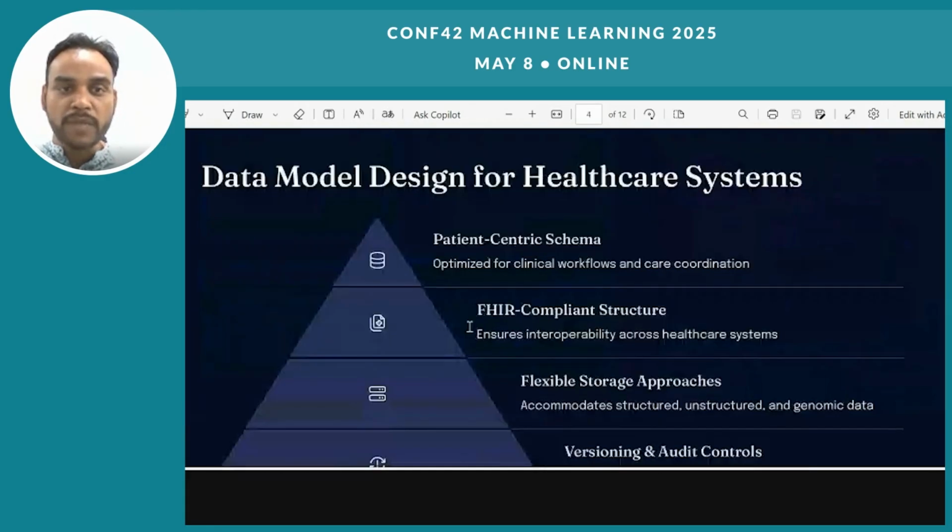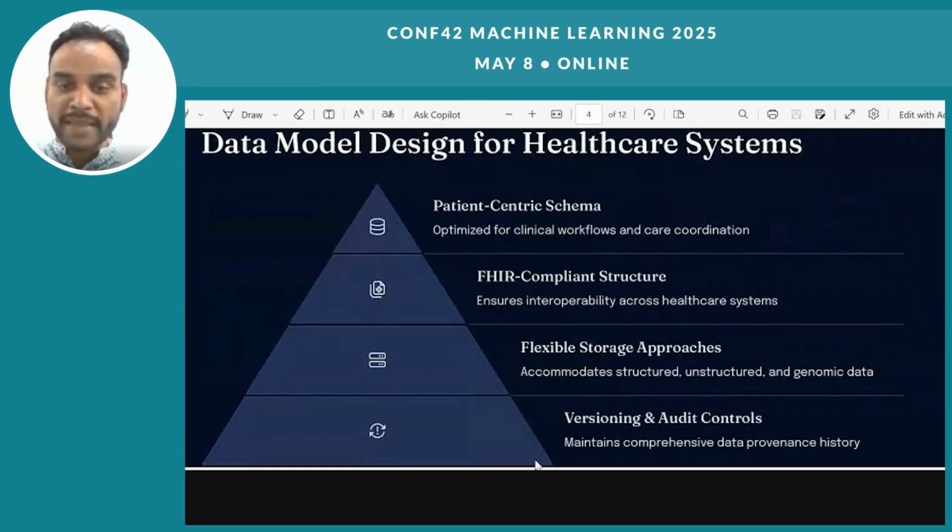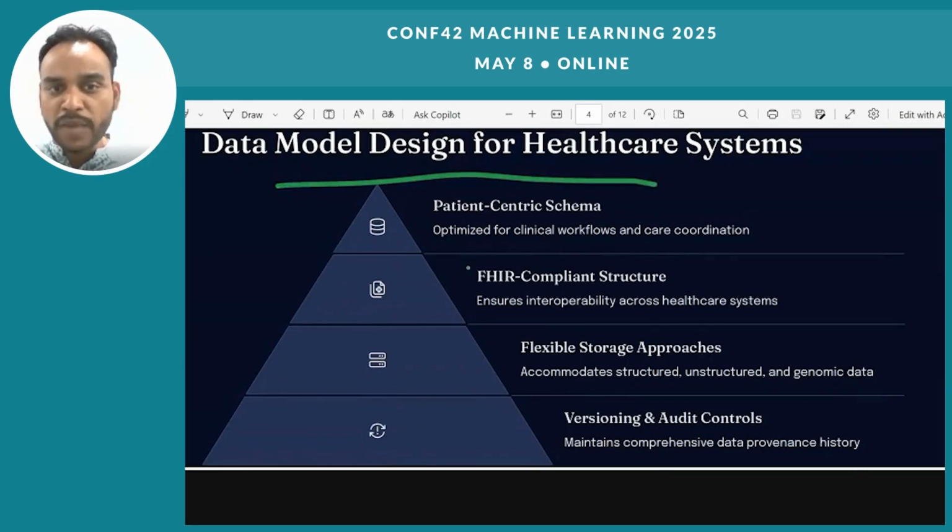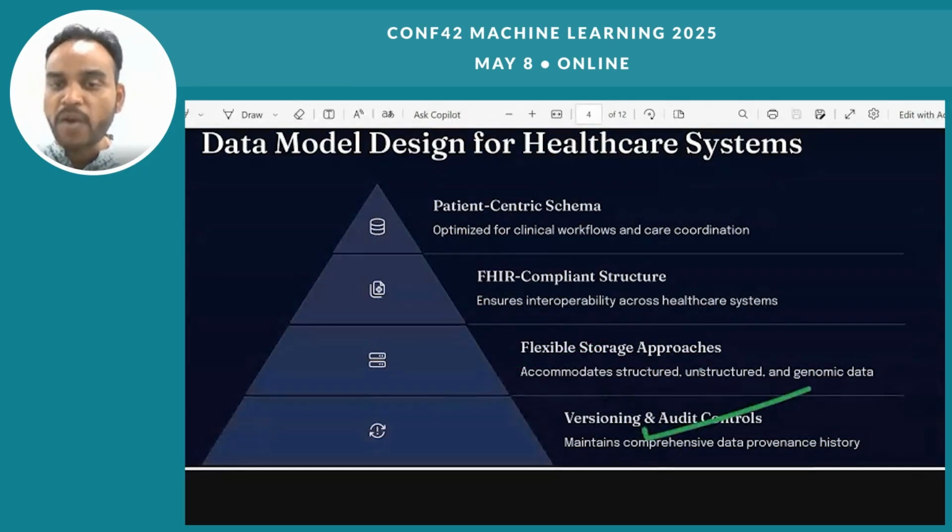Once we talk about how to design the data model for a healthcare system, we can talk about patient-centric schema, FHIR compliant structure, flexible storage approaches, and versioning and audit control.